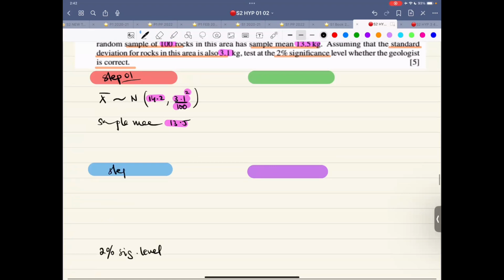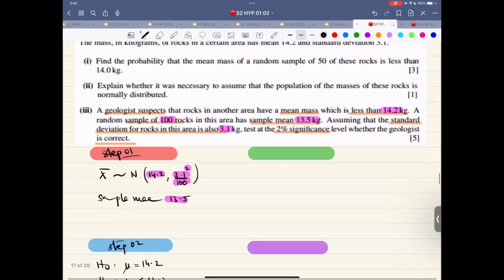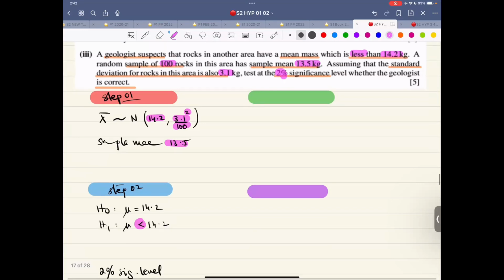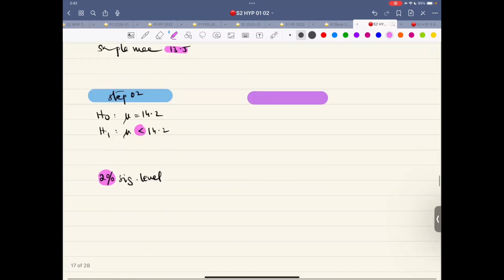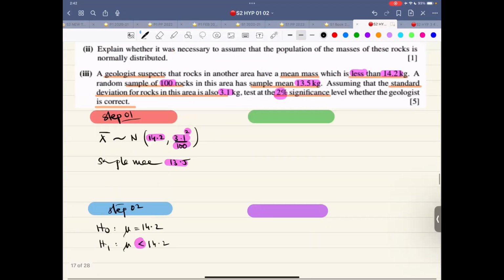And in step 2, I'll be writing H0 and H1. H0, mu is 14.2. H1, it says mu is less than 14.2. Have a mean mass which is less. So again, the word less is also used. That is over here. 2% is also used. That is over here. And we just use the 2% Z value from the table. That is 2.054.